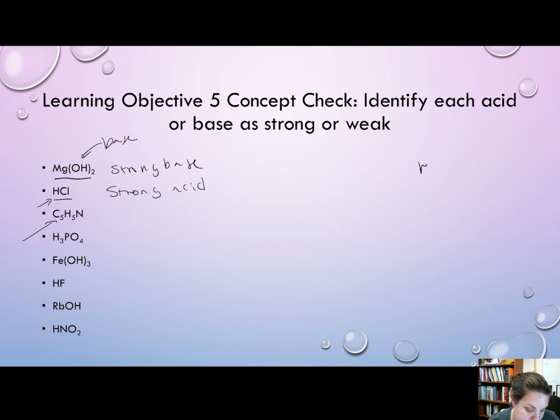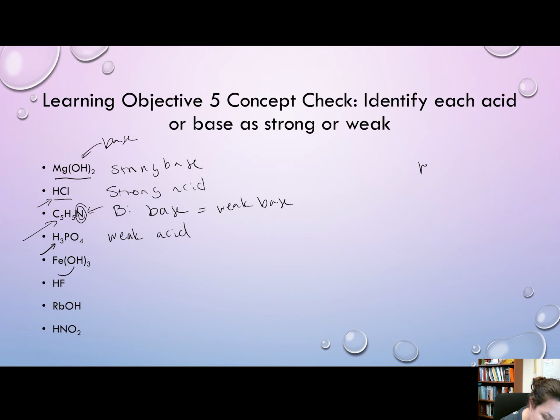Next we have, what is this? Pentylamine, something like that. So here we see a nitrogen. Anytime we see a nitrogen, that is a base with a pair of electrons. So we consider this a base, specifically a weak base because it does not have a hydroxide. Now our next one, H3PO4. We see that hydrogen again, in this case it's an acid. This is not on our strong acid list, so this is a weak acid.